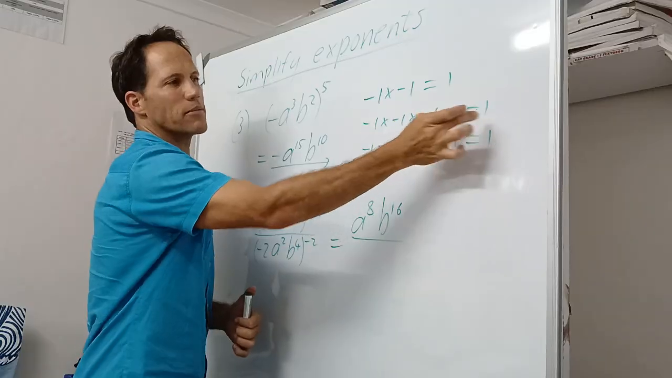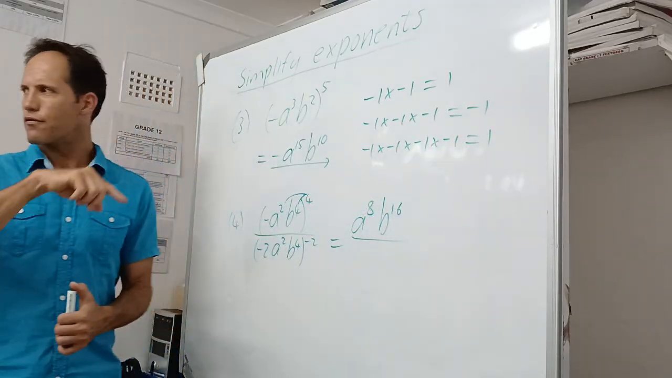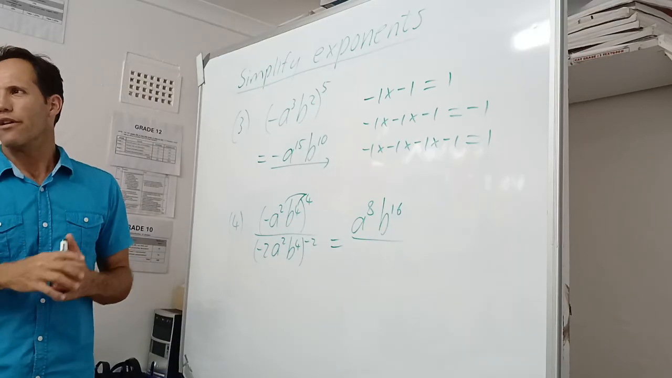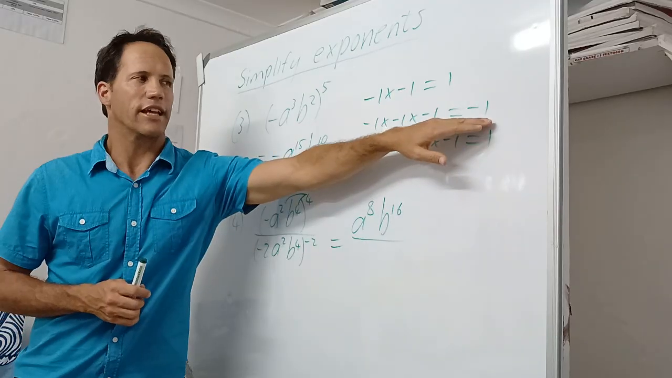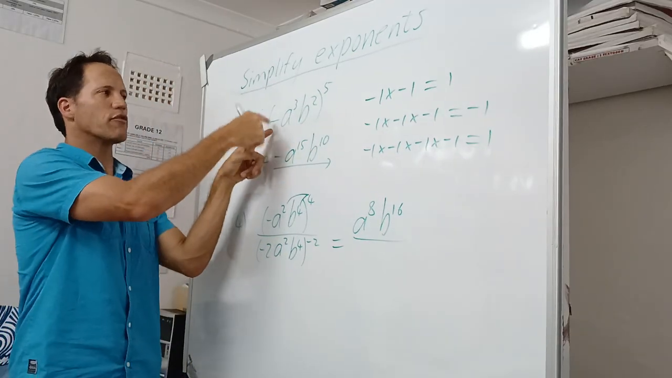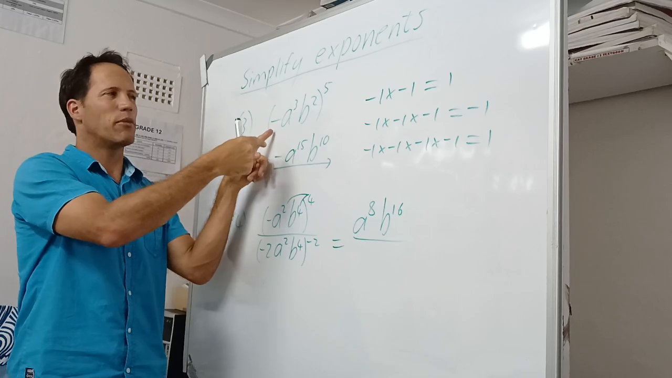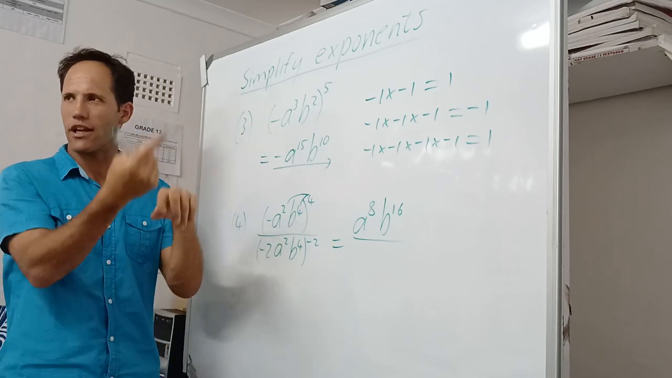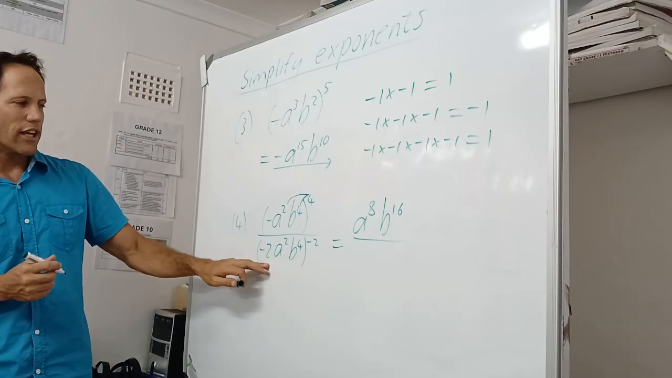So when it's 2, it becomes positive. When it's 3, it becomes negative. When it's 4, it becomes positive. If it's 5, it's negative, and so on. So an odd number always ends up becoming negative, because you're multiplying a negative with a negative 3 times. And if you multiply it 4 times, it's positive again. If you multiply it another time, it becomes negative again. Another time, it's positive.